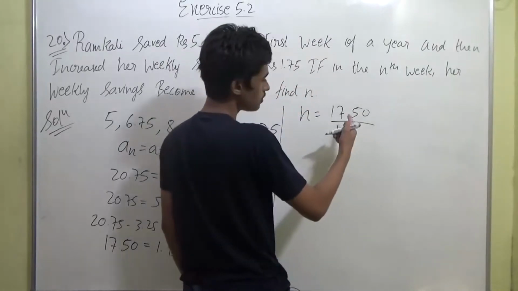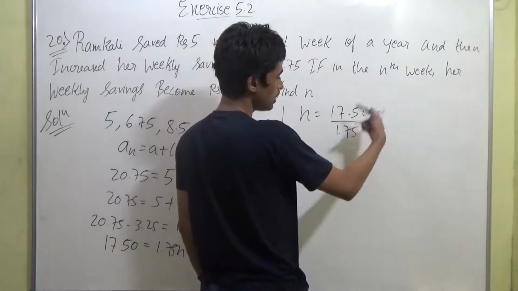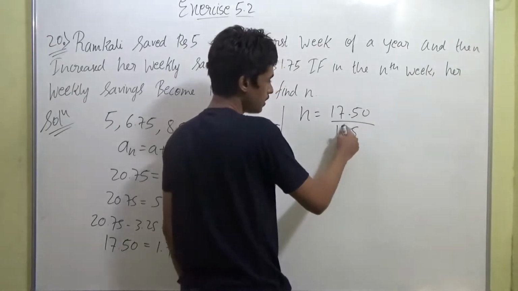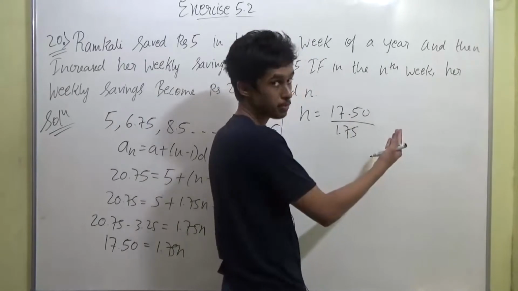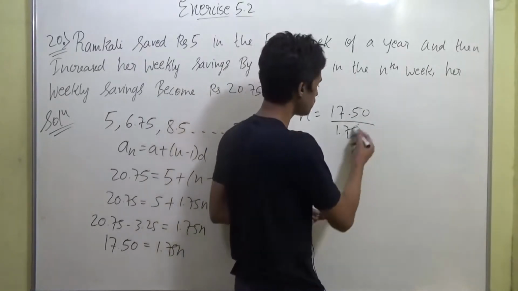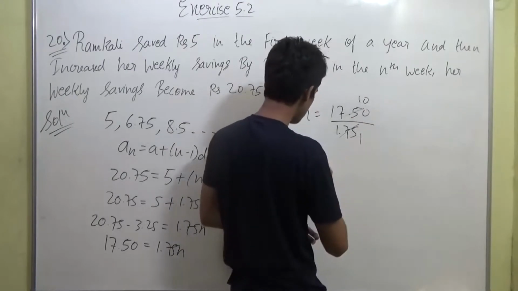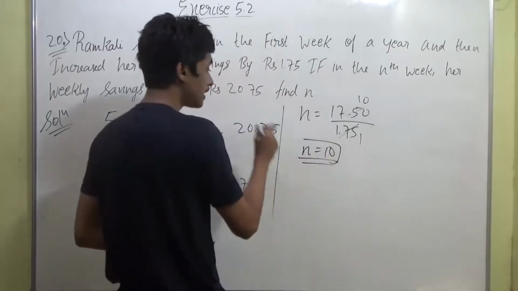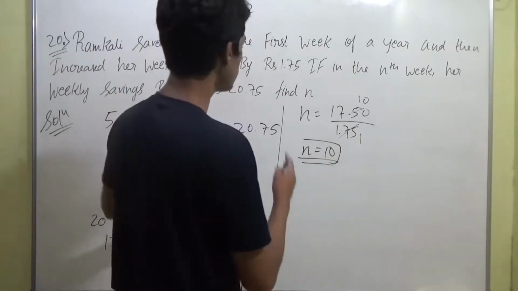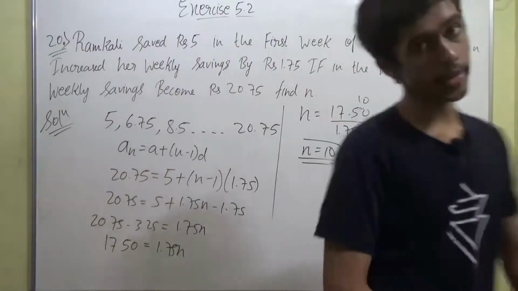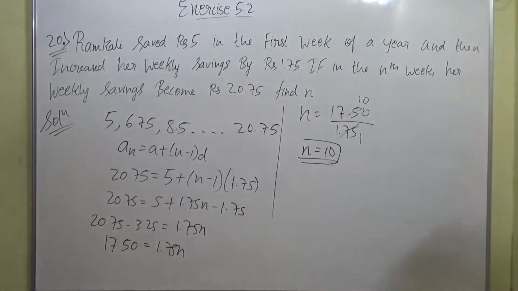If you see, the decimal point moves one step towards the right in both, which means they are both the same multiple of 10, so it's ones and tens. So n will become equal to 10. Which means at the end of the 10th week, Ramkali is going to have a saving of rupees 20.75. That's the final conclusion, guys.